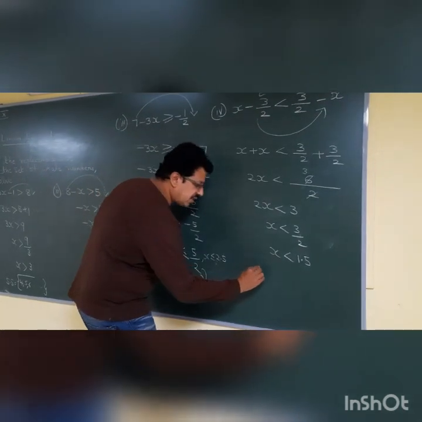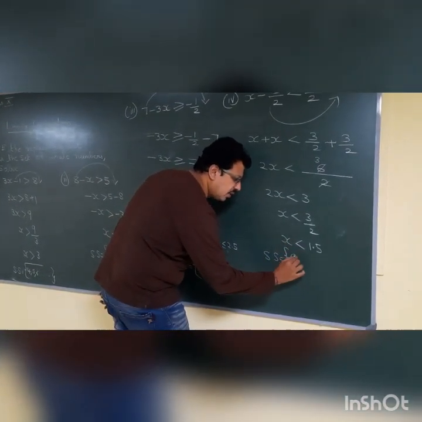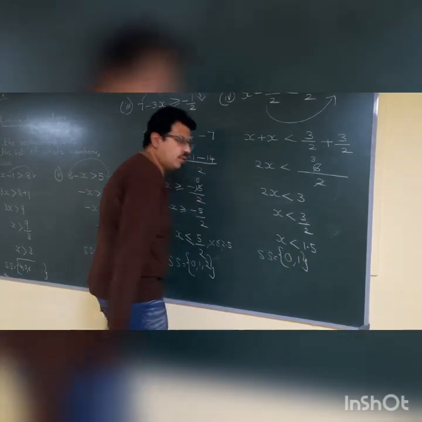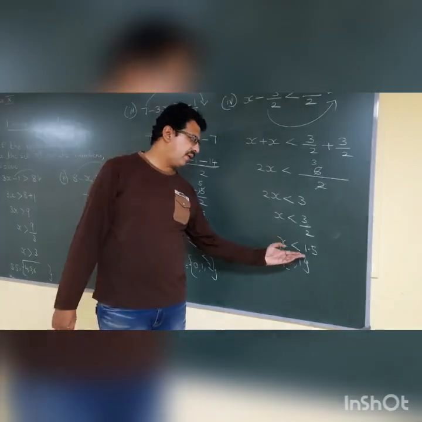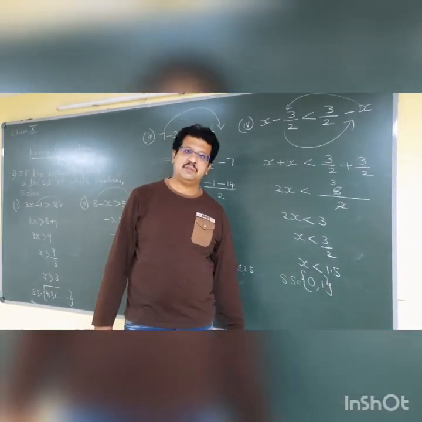So the solution set for this, children, is less than means 0, 1. No, you don't have to write 1.5 also, because 1.5 doesn't come in whole numbers. This is how you should do it.